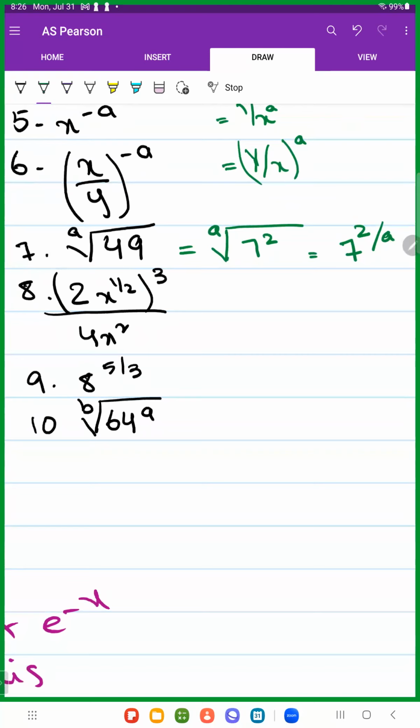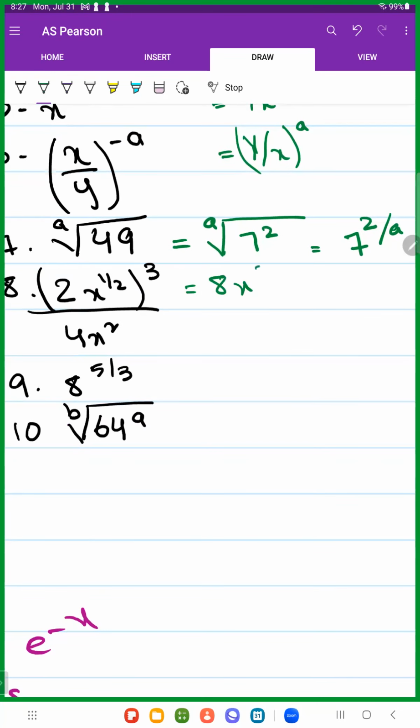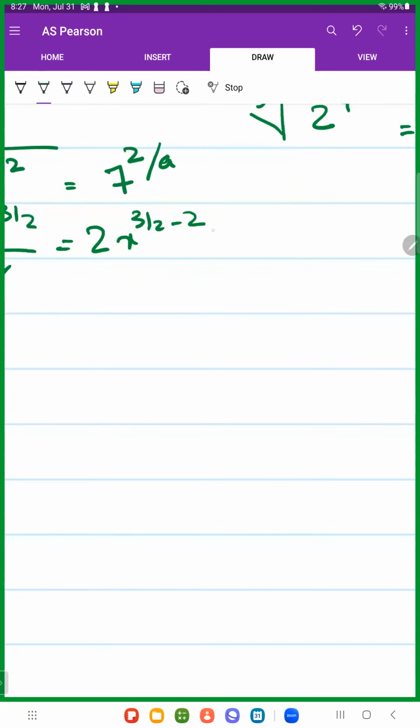Why weren't you able to do 8? I wrote 8 x to the power 3 over 2, over 4 x square. And then I didn't know how to go on with that. If the bases are same, and they're being divided, which means the power will be? The power will be subtracted. So the power will be subtracted: 2x to the power 3 upon 2 minus 2. Do you understand?